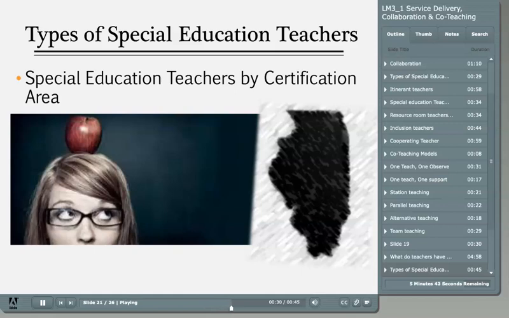So teacher certification can vary quite a bit from state to state. This is not only specific to special education, but also in other areas of teacher certification. So let's cover how Illinois certifies its special education teachers.